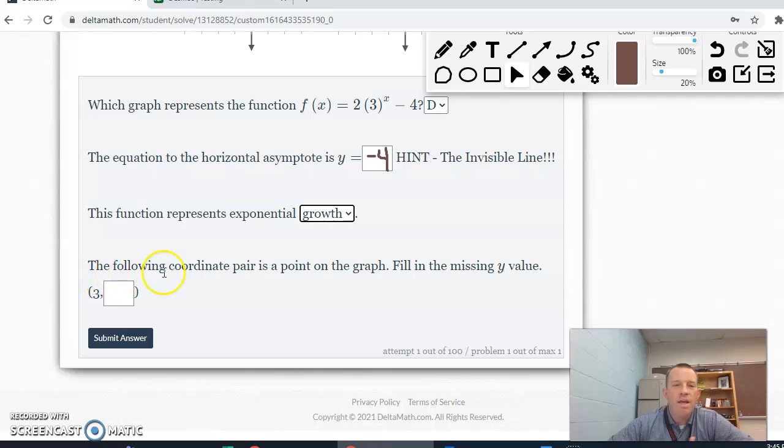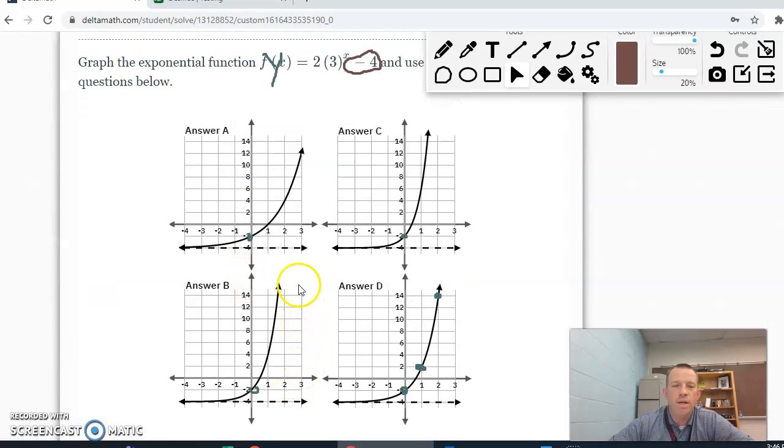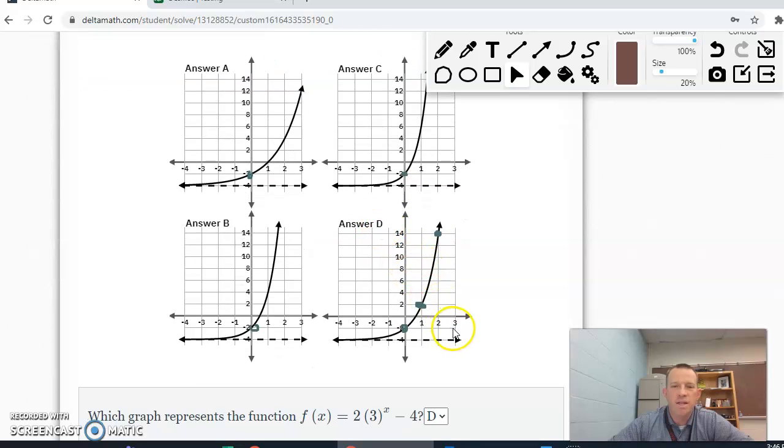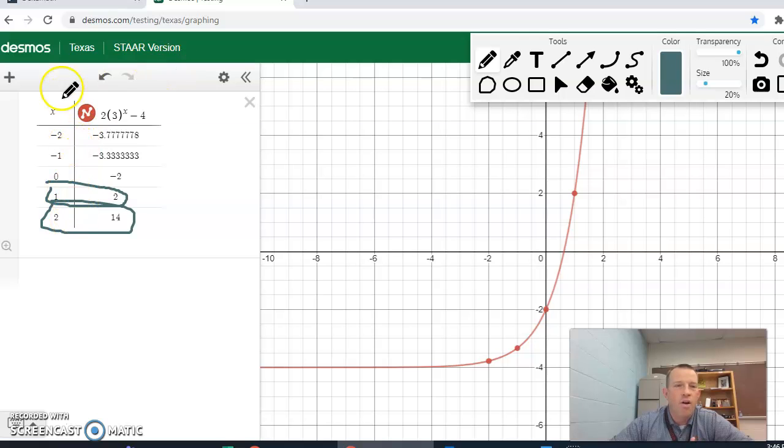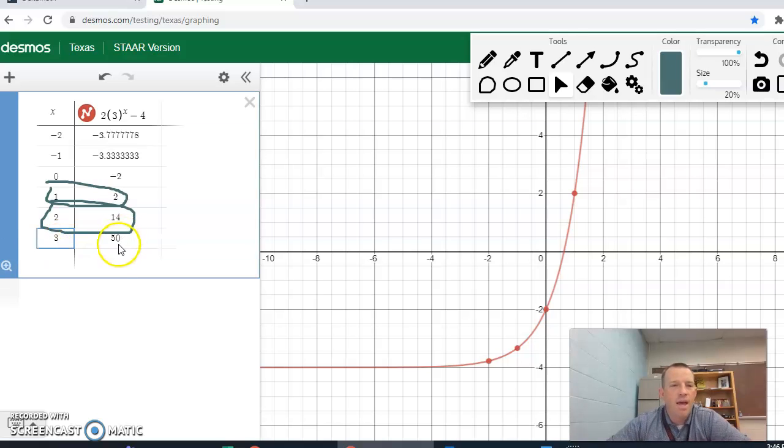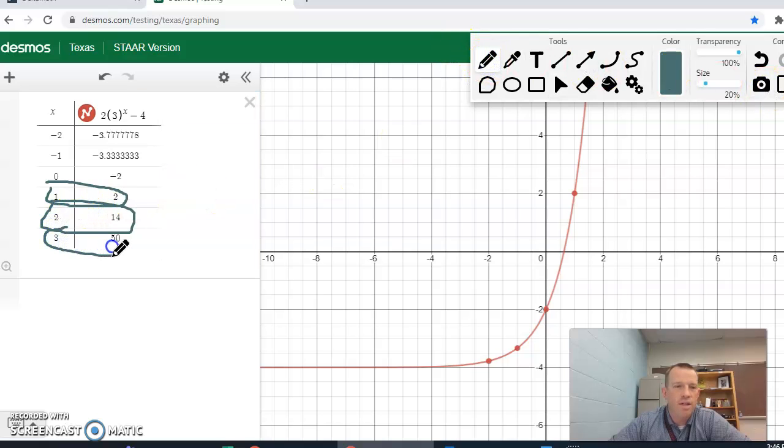Okay? And then the following coordinate pair is a point on the graph, fill in the missing value when x is 3. Well, you probably can't see what 3 is on any of these. Here's one you might be able to see, but remember, our answer is D, so we go over here to 3, we can't see it, but we could use our graph. So over here, we could just come over to the table and enter a 3, and it tells us that it is 50. All right, so again, when x is 3, the output is 50.